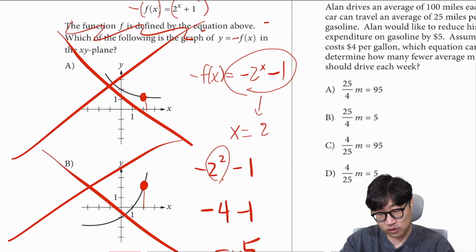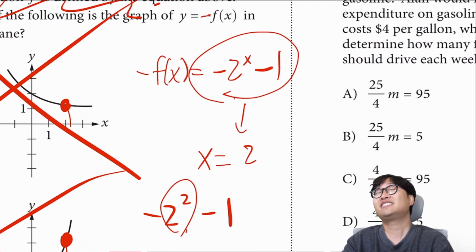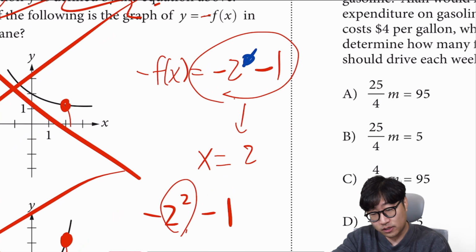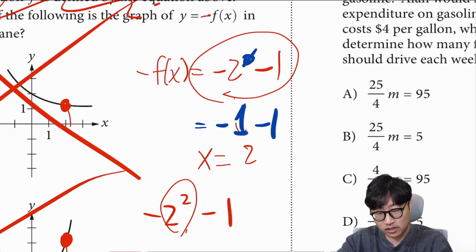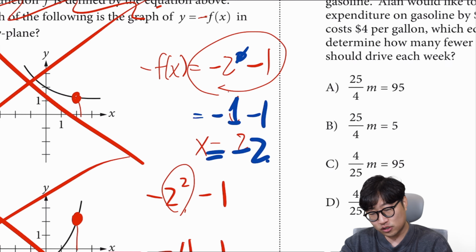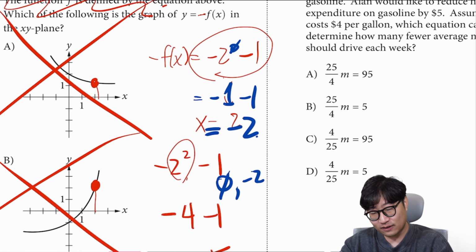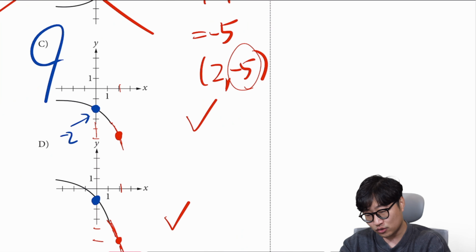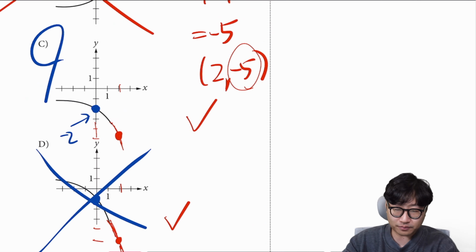So what we could do is just go back to this and try plugging in 0 for the x, because that'll be what the y-intercept is, right? So plug in 0. So then you would get -2 to the 0 power is just 1, minus 1, and that would be -2. So when x is 0, it should be at -2 for the y, and that would be answer choice C right there, where it's -2, not D where it's -1.